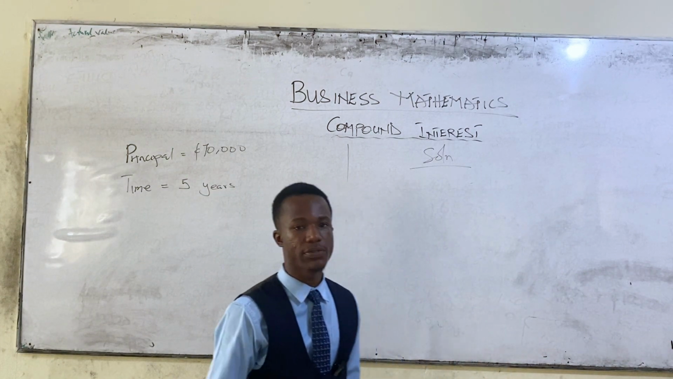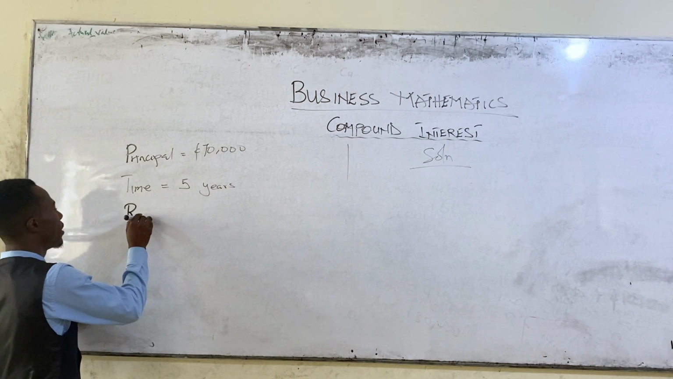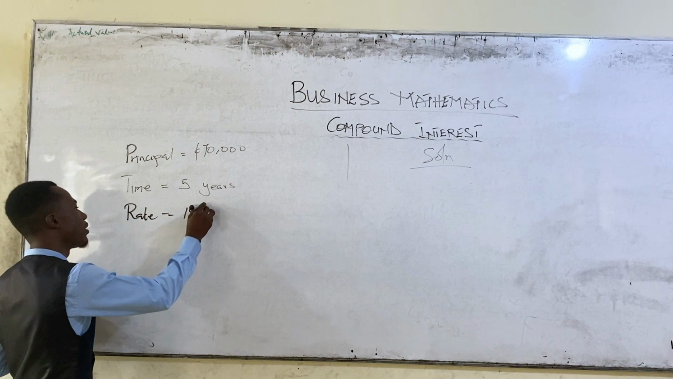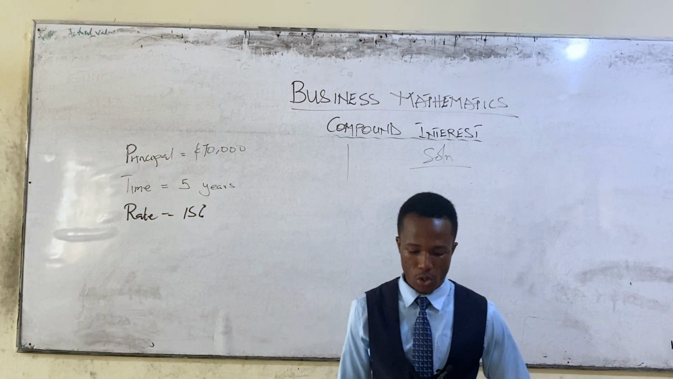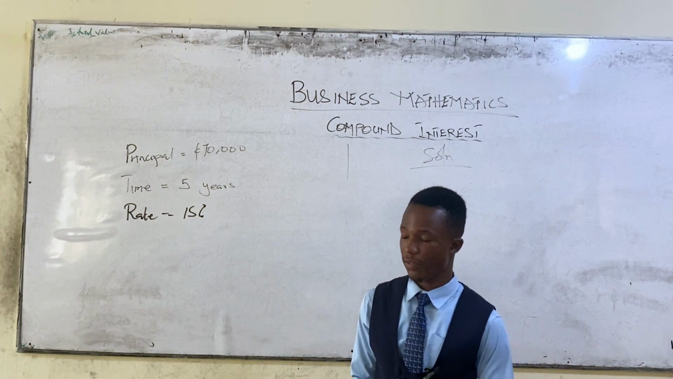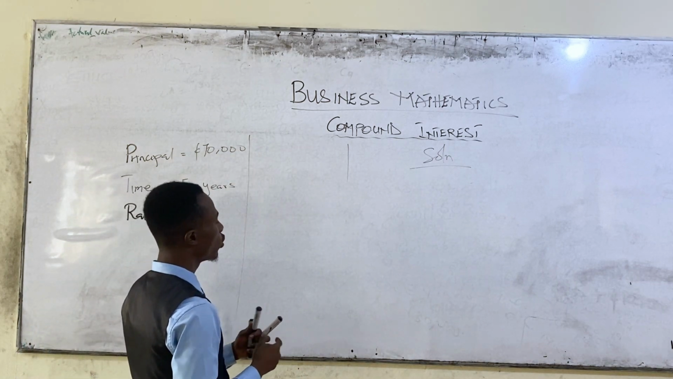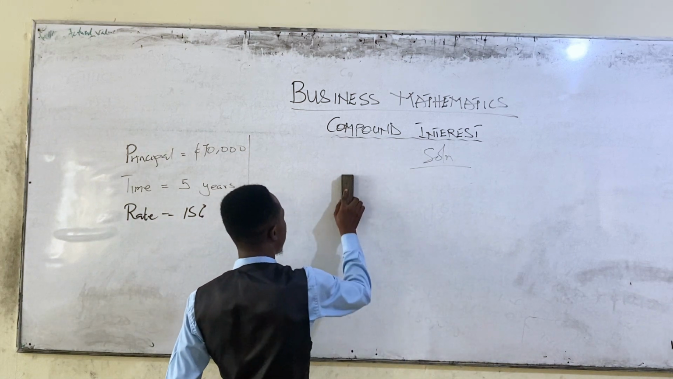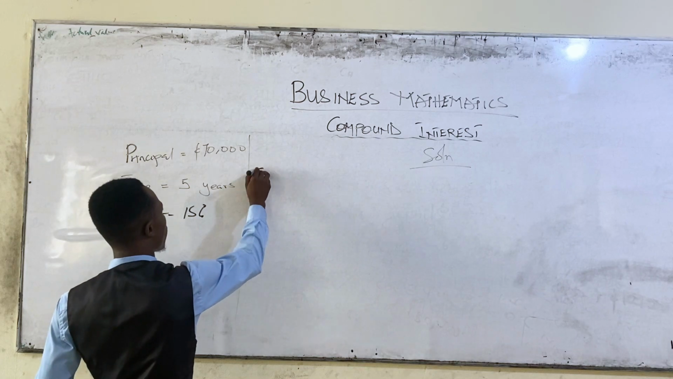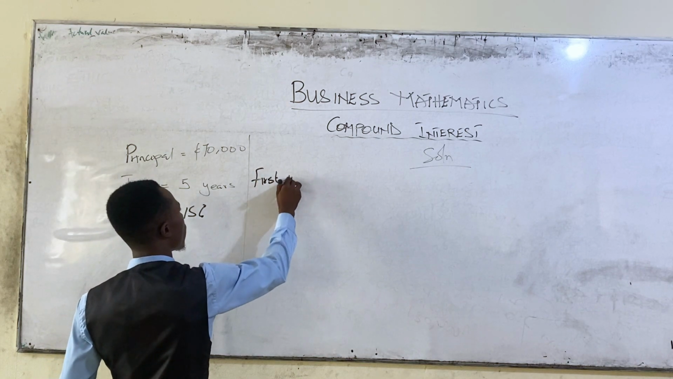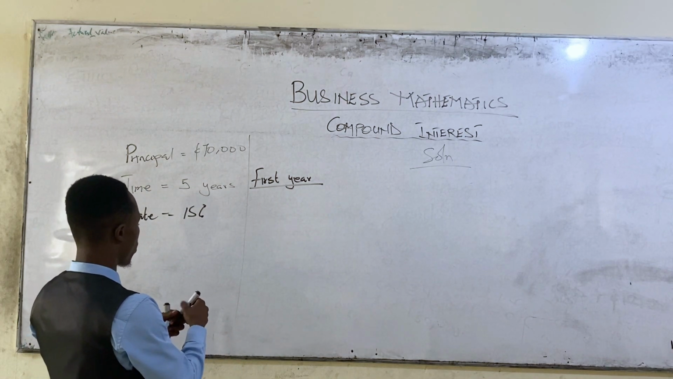Then in an account that pays 15% interest compounded annually. So we have the rate here to be 15%. Compounded annually. Compute the total compound interest and future value of the investment. So like we did for the 2 years, we are going to do the same for this 5 years. So for the first year, we are going to calculate it.